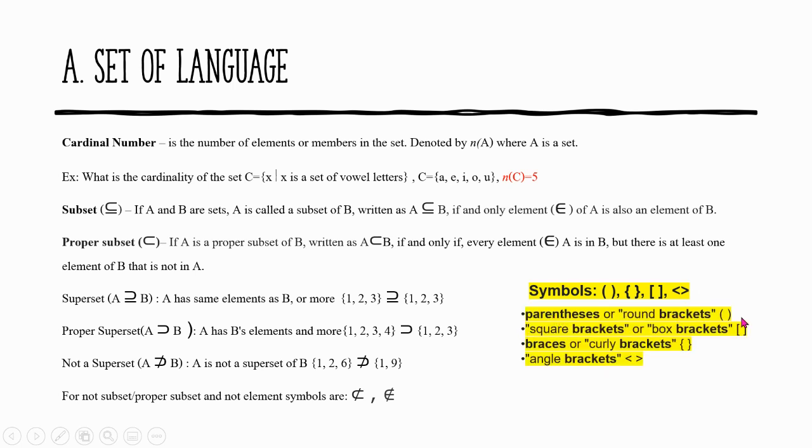This bracket is the parenthesis, or called round brackets. This one is also a bracket, that is a box bracket or square bracket. This one is also a bracket, that is curly, or we call it braces. And this one, the greater than and lesser than, is also called angle brackets.